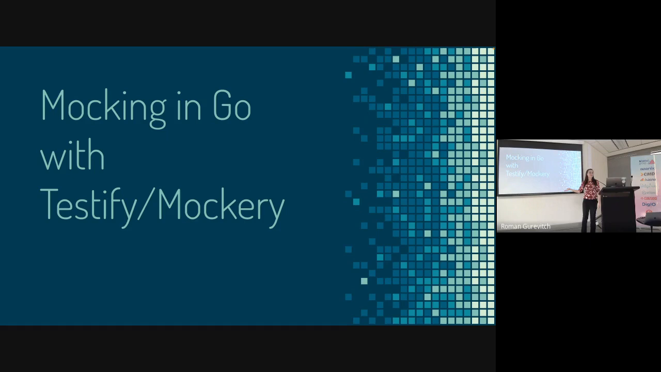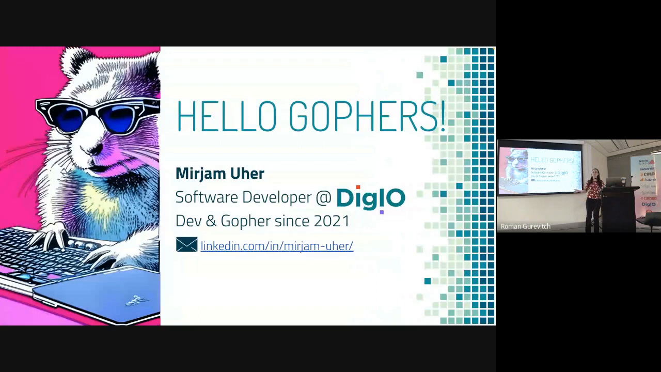So, a short introduction about myself. My name is Mirjam. I'm a software developer at Digio. My path to software development is something you'll hear more and more these days. I'm a self-taught programmer. I learned how to program using Python in 2020, and then was lucky enough to get taken on as a trainee at Digio in 2021. And that was the first time I started working with Go on a project, and I've been working with it ever since. So it's been 1.5 years of a whirlwind romance, and so I need to share the love.